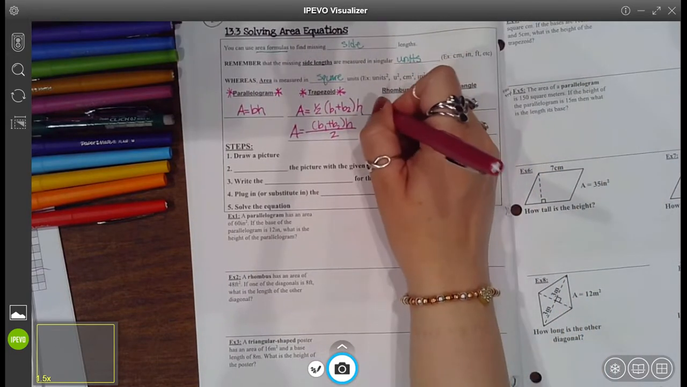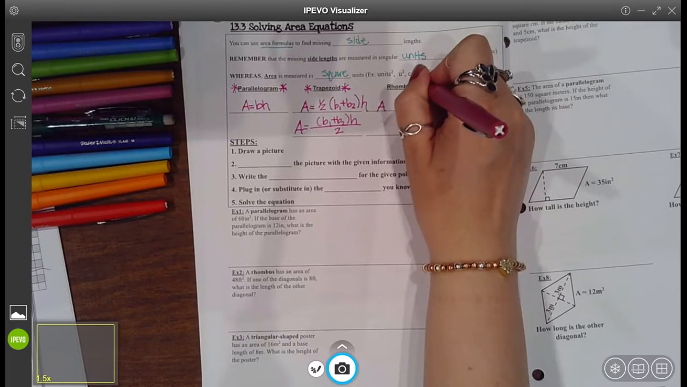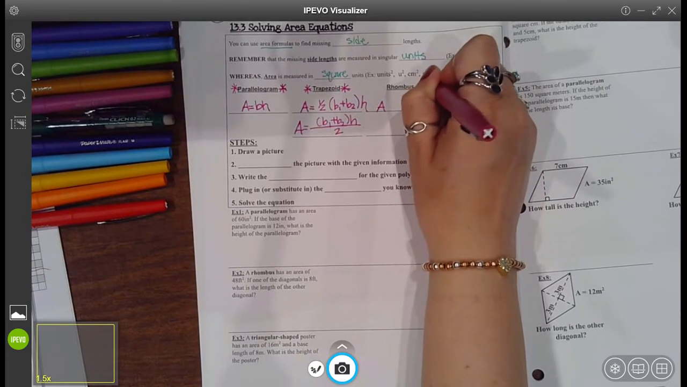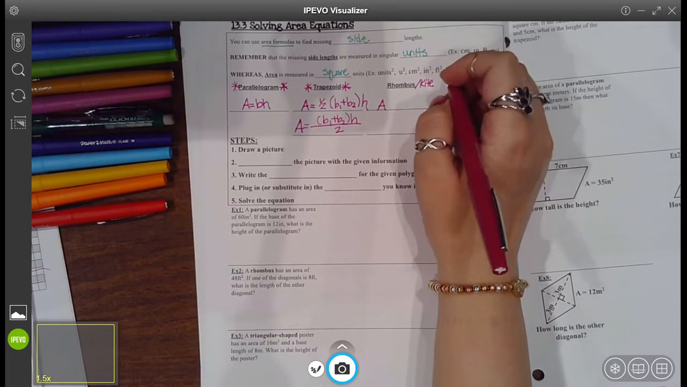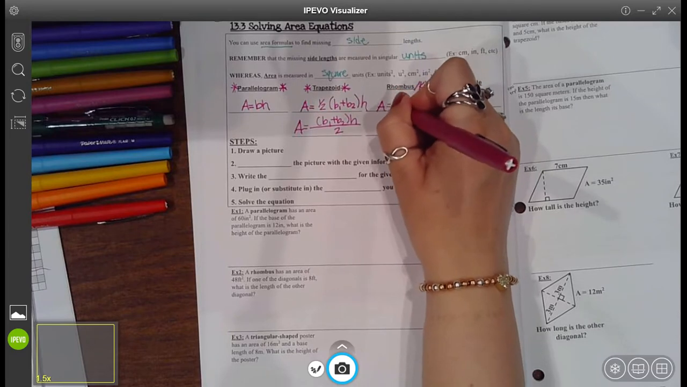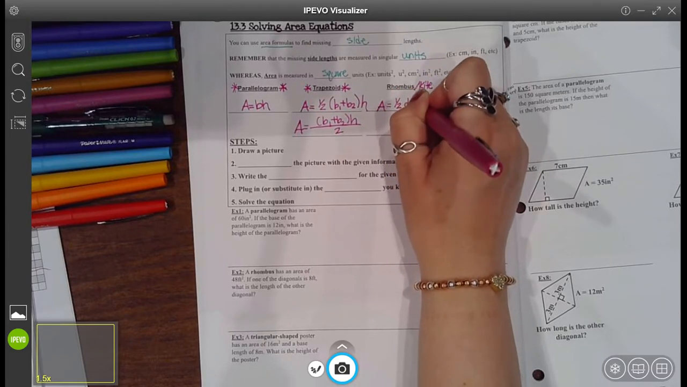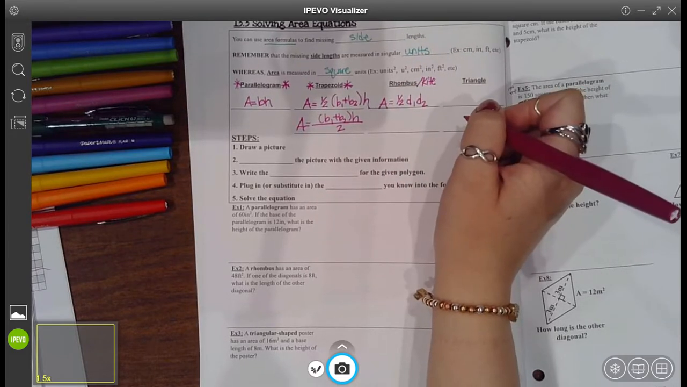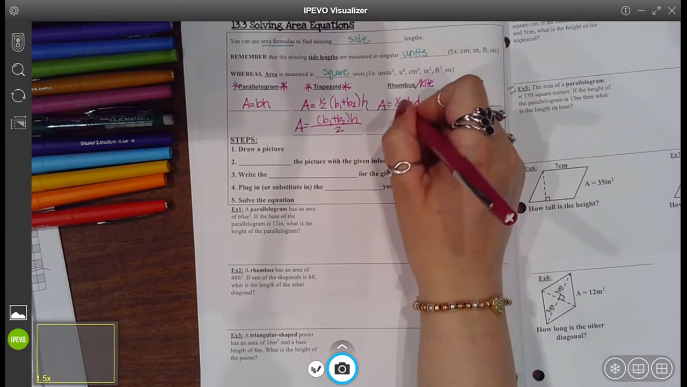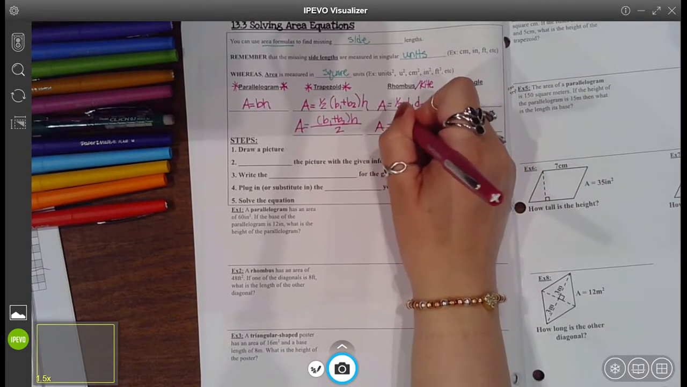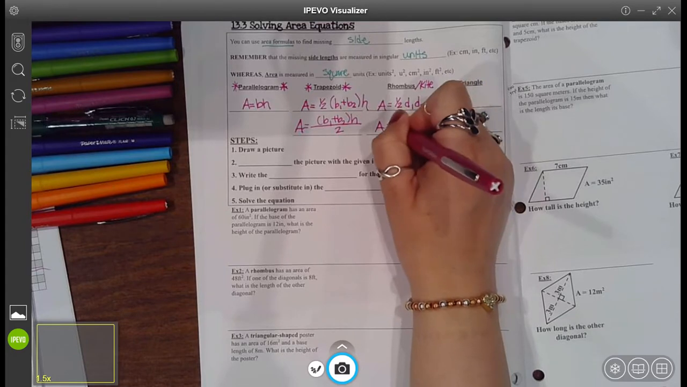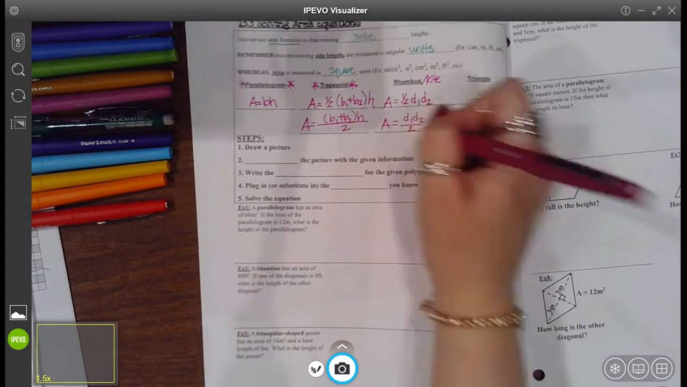A rhombus is the same thing as a kite. They both have the same formula. It's 1/2 diagonal 1 times diagonal 2, because there's two different diagonals. Again, multiplying by 1/2 is the same thing as dividing by 2. So it's whichever formula you prefer.